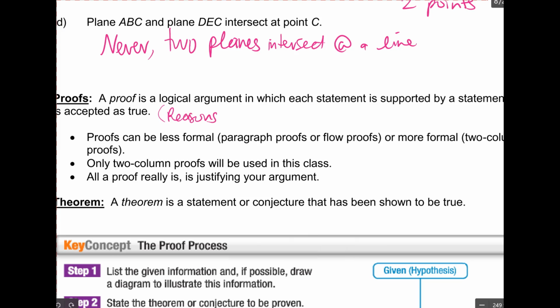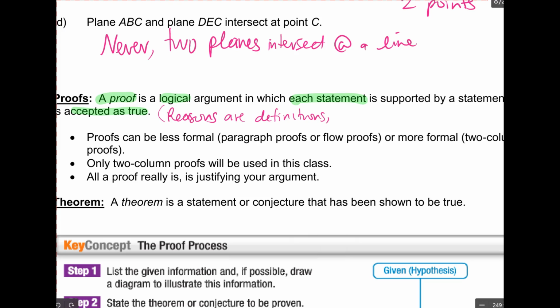Do you guys need more time to write that down? All right, a proof. A proof is a logical argument in which each statement is supported by a statement that is accepted as true. So we're using our postulates, things we know are true, and we're working our way through to prove something is congruent to something else. We're trying to reason why the following is true.